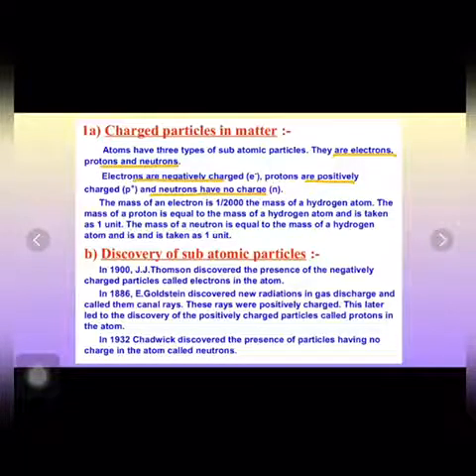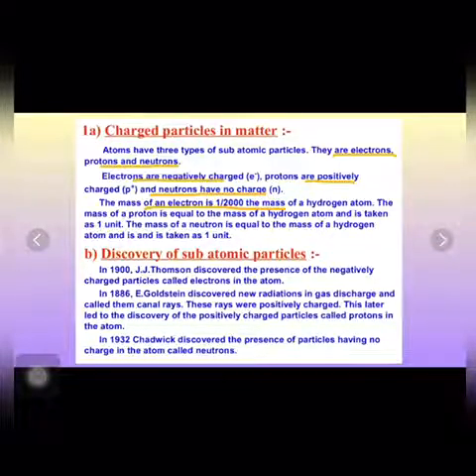The mass of a proton is taken as 1 unit and its charge as plus 1. Now the mass of an electron is considered negligible and its charge is taken as minus 1. The mass of an electron is basically negligible, which is 1 by 2000 the mass of a hydrogen atom, and the mass of a hydrogen atom is considered as 1 unit.